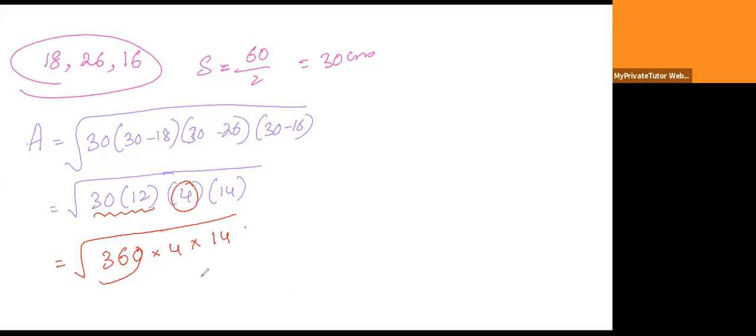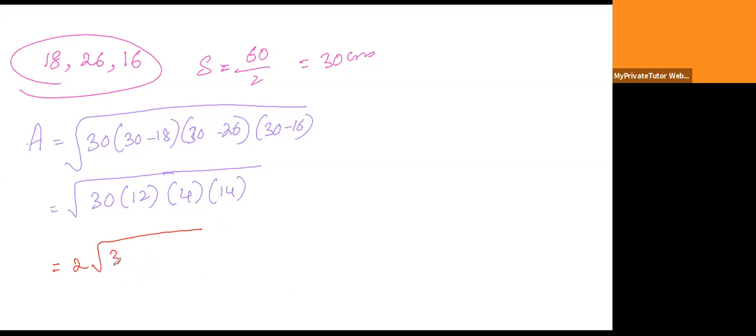As Anna said, all these numbers are divisible by 4. So we do have a 4 here. So we can take 2 outside, because square root of 4 would be 2. And what next? So please check, guys, is there any easier method?